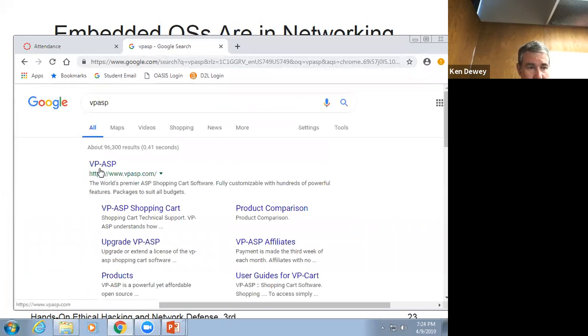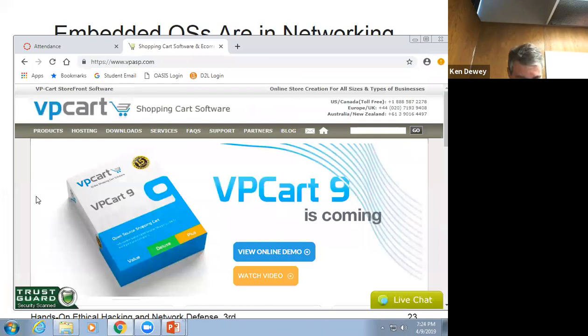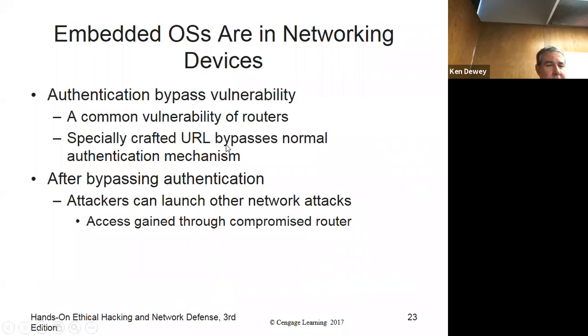Wow, it's still there. It's the world's premier shopping cart software. I actually ran this for many years. But it turned out there was a SQL injection flaw in it on the search page. If you had a system running this and went to search for a product, they didn't check the input correctly, and it caused about 400 credit cards to be stolen. It was a pain in the butt. People just play with this stuff and try to figure it out.